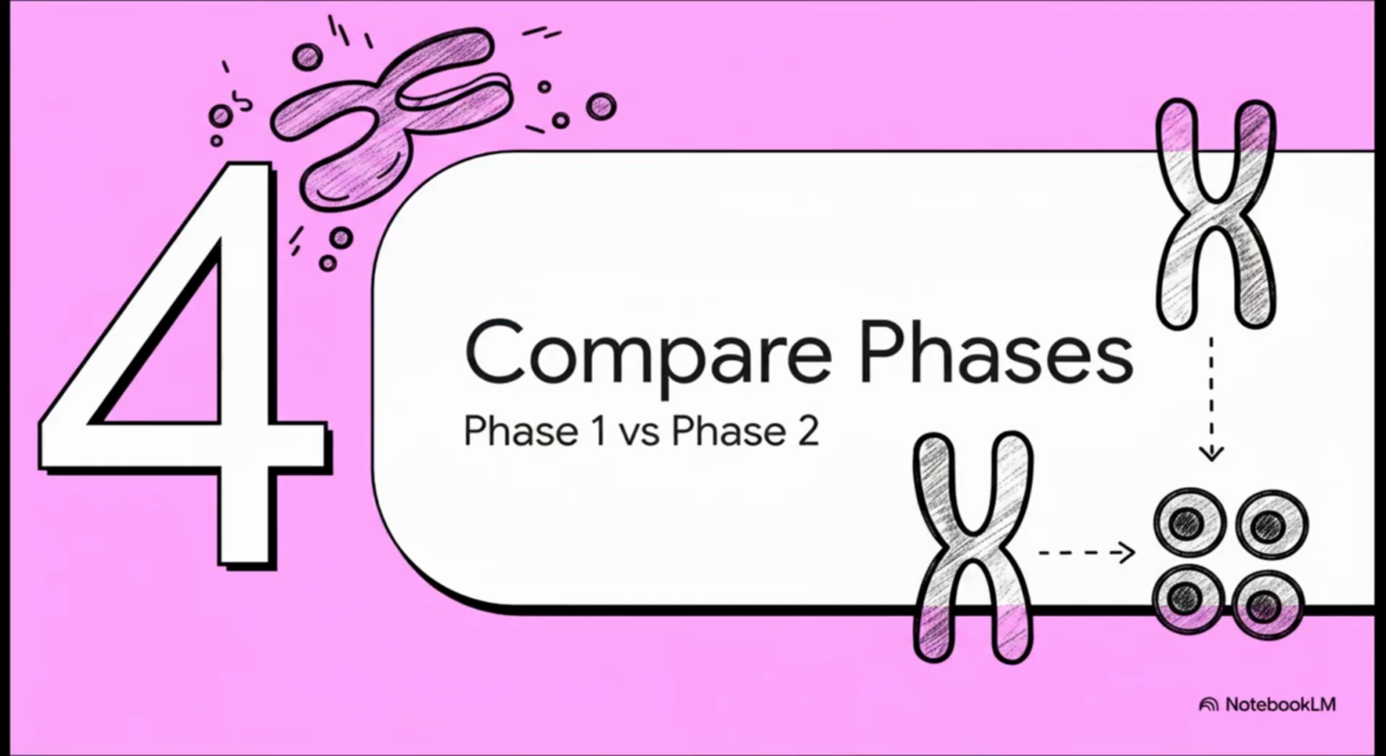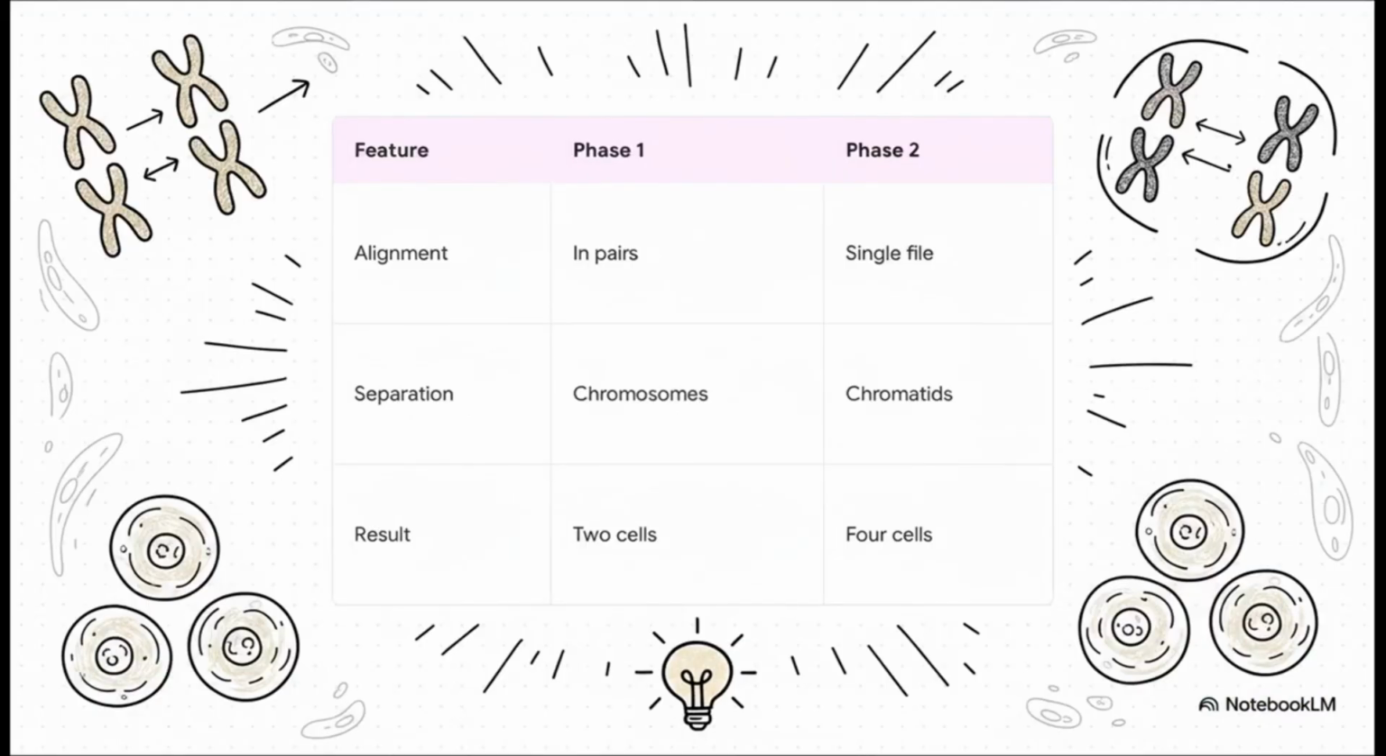Let's move to Section 4, comparing phase 1 and 2. To really lock this into your memory for your exams, let's highlight the core mechanical differences between the 2 splits. In metaphase, phase 1 aligns in pairs, while phase 2 aligns single file. Because of that, the anaphase separation is totally different. Phase 1 separates chromosome pairs, while phase 2 separates sister chromatids. And finally, the telophase result gives us 2 haploid daughter cells at the end of phase 1, but completely finishes the job with 4 haploid daughter cells at the end of phase 2.